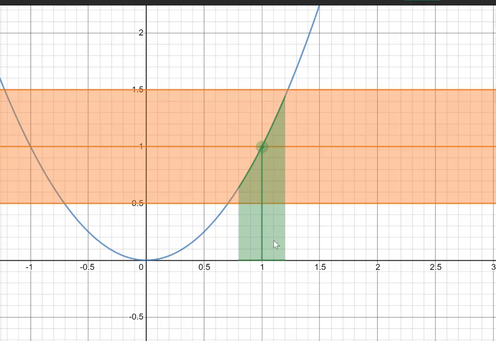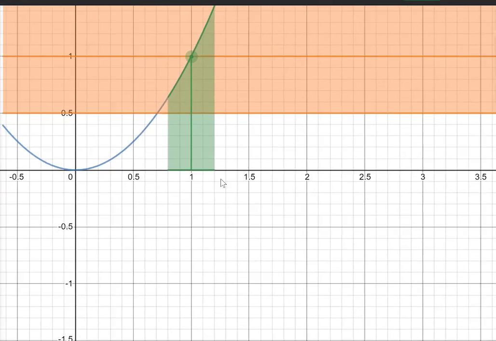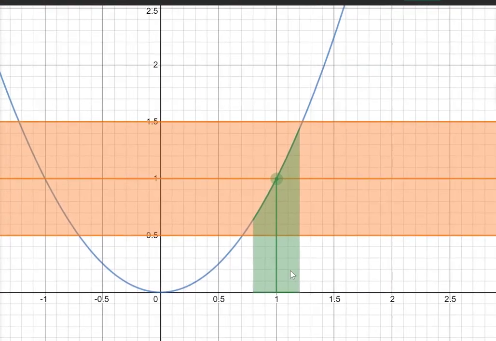Now, this green area highlights the neighborhood of delta. Remember, I picked my delta to be 0.2, and this orange area is highlighting the neighborhood of epsilon. My limit is 1 right here, and I went 0.5 in each direction. That's my epsilon. And I chose a delta of 0.2, and notice how the green shows you that this delta does work. So I was able to find a delta that worked.